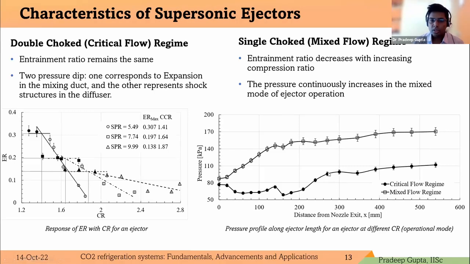After that, this flow turns subsonic, and we have a gradual pressure rise in the diffuser part. On the other hand, for the mixed flow region, primary flow expansion is not significant, so we do not see any pressure dip in this profile. This continuous rise in pressure corresponds to the mixing of the primary and secondary flow, and this gradual rise corresponds to the pressure recovery in the diffuser section.